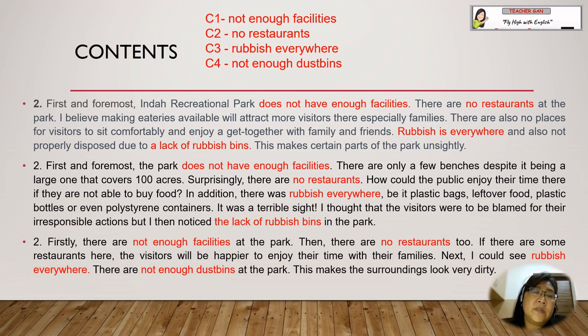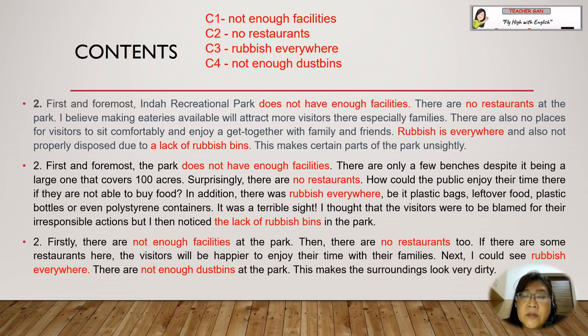Second example, first and foremost, the park does not have enough facilities. There are only a few benches despite it being a large one that covers 100 acres. Surprisingly, there are no restaurants. How could the public enjoy their time there if they are not able to buy food? In addition, there was rubbish everywhere, be it plastic bags, leftover food, plastic bottles, or even polystyrene containers. It was a terrible sight.